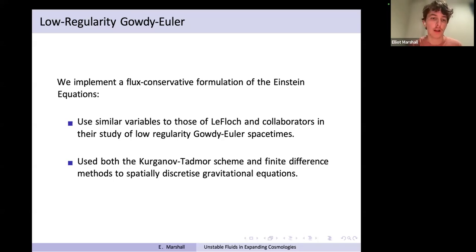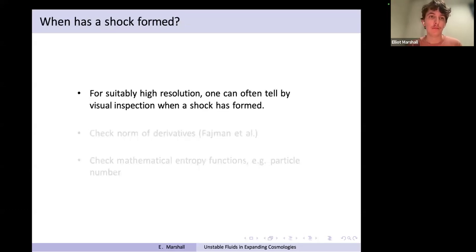We've slightly modified it for our purposes, but it seems like a naturally suited way to look at these shock forming problems. And as I mentioned, we've used both this Kurganov-Tadmor shock capturing scheme and finite difference methods to discretize the gravitational equations. As I'll discuss in a little bit, it turns out that one method is preferred in certain regimes over the other. Okay, so that's the setup. We're looking at Gowdy-Euler equations again, but this time we're implementing shock capturing methods to deal with the fluid.